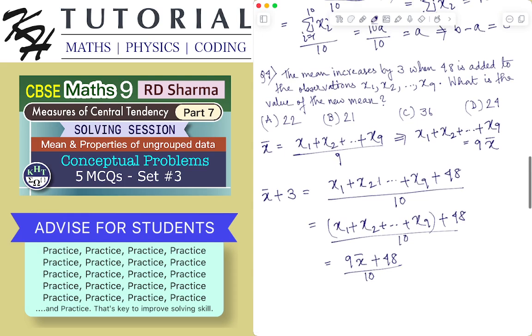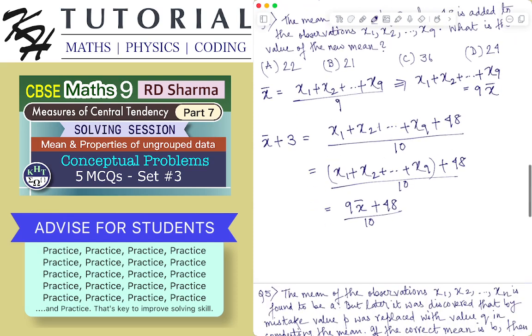The problem has asked what is the value of the new mean. So once I find x bar, the new mean will definitely be x bar plus 3, because x bar I have considered to be the original mean. Okay, so doing cross multiplication I have 10x bar plus 30 is equal to 9x bar plus 48. So this implies x bar is equal to 48 minus 30, which is equal to 18.